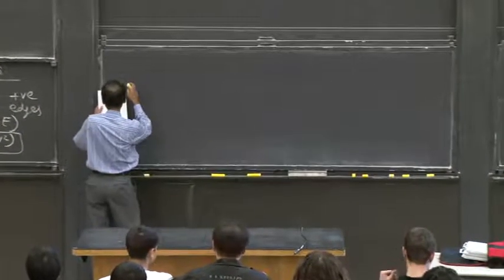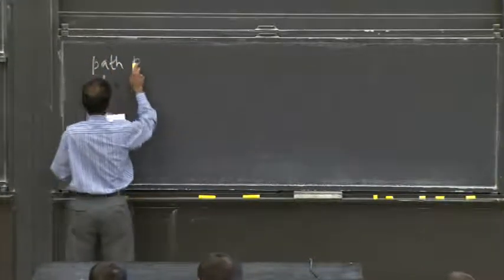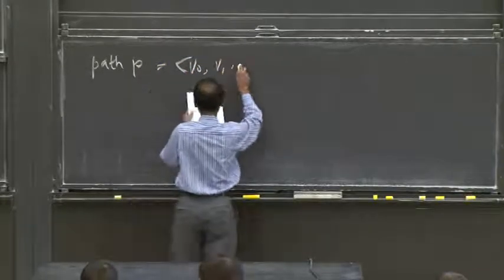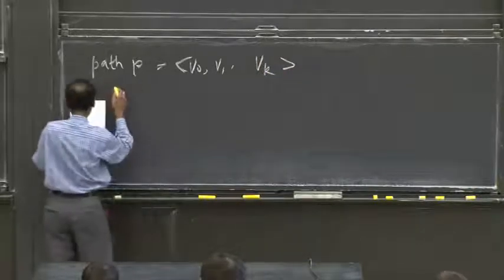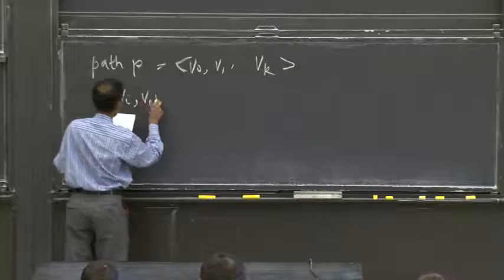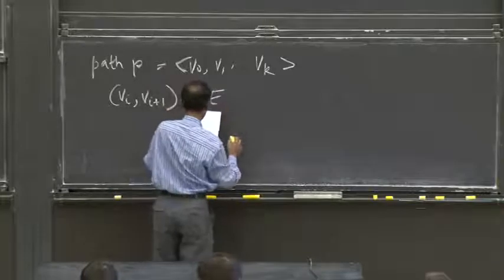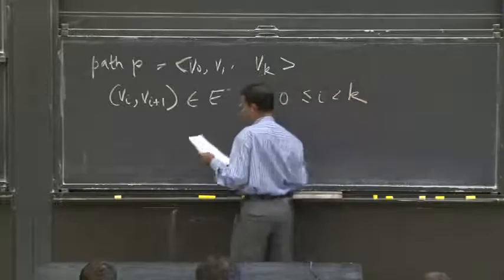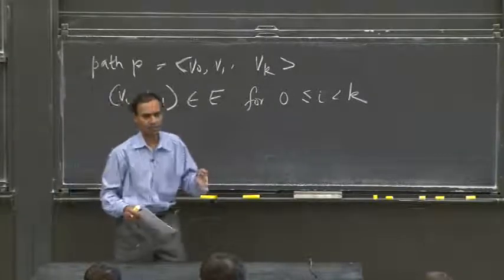You can think of a path P as a sequence of vertices, V0, V1, etc., to Vk. And this is a path if (Vi, Vi+1) belongs to E for 0 less than or equal to i less than k. So a path is a sequence of edges, and each of those edges has to be in the graph, has to be in the set of edges E.